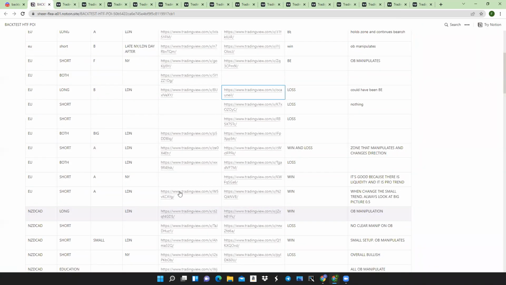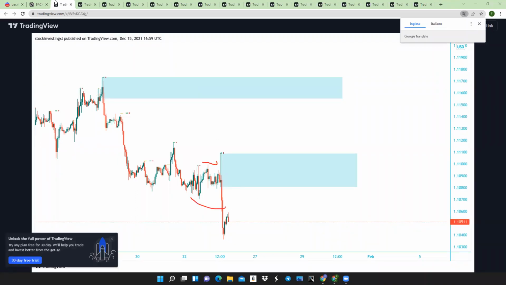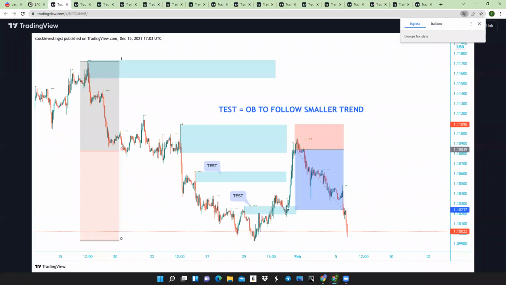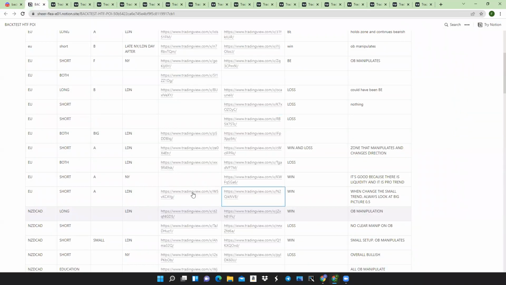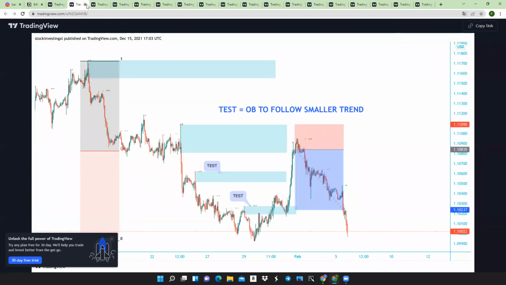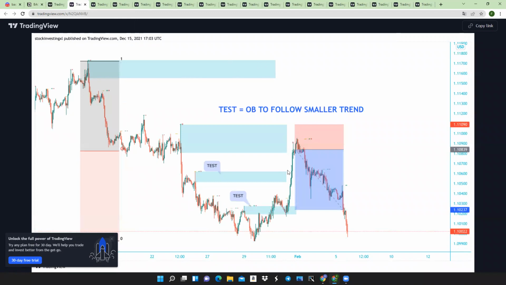Okay, let's see another good trade right here. This order block manipulates and breaks. Okay. Let's see. And here we have it. Wait. Was this the same one that I marked out, or did we go to the higher one? Oh, we went to the higher one. Wait. 1.1160, 1.11. Oh yeah, we went to the higher one.